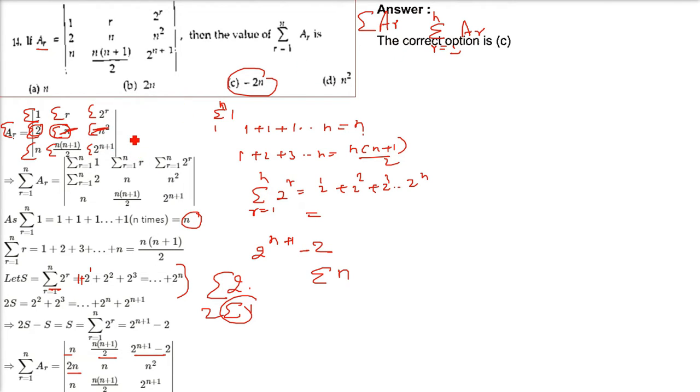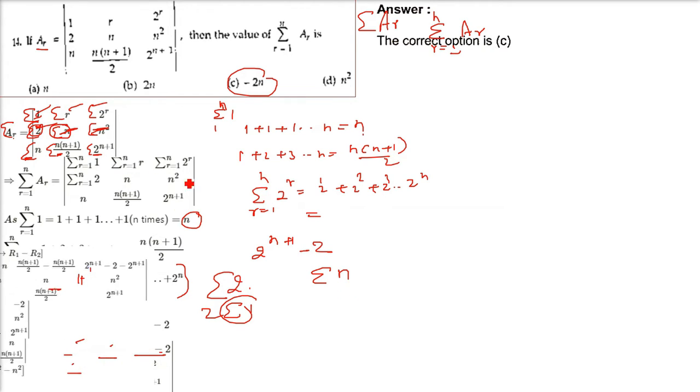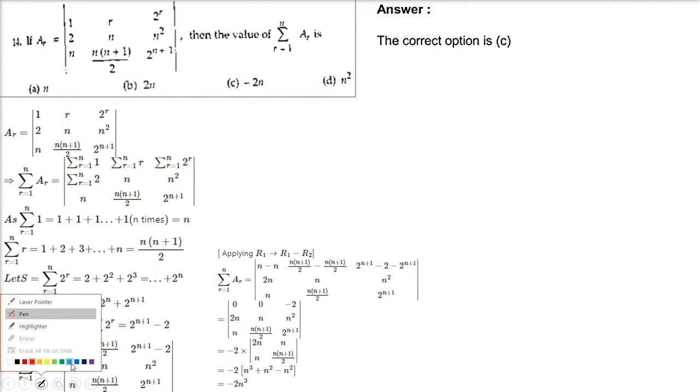Okay. So we are only interested in sigma 1, sigma r, sigma 2 raise r and sigma 2. So these 4 terms, the addition I have already written. Sigma 1 was n, sigma r is n into n plus 1 by 2, sigma 2 raise r is 2 raise n plus 1 minus 2. The final step is what? Let me just clean it. See, this is the final one.